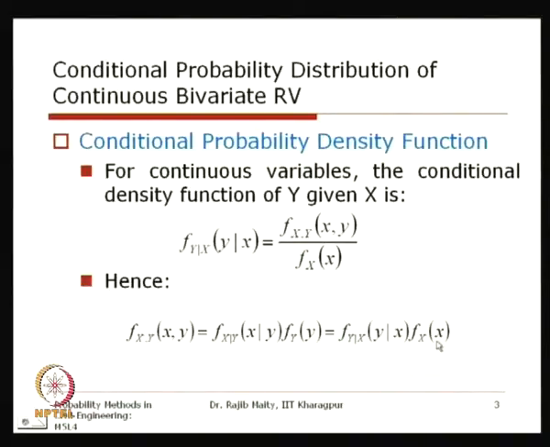Similarly, if you change this to x given y, the joint distribution will not change because it is the joint distribution between x and y, but the marginal will change: instead of x, we have to consider the marginal of y. So, if we equate the joint distribution, it will be f x given y multiplied by the marginal of the random variable y. So, these two expressions are equal because both are equal to the joint distribution.